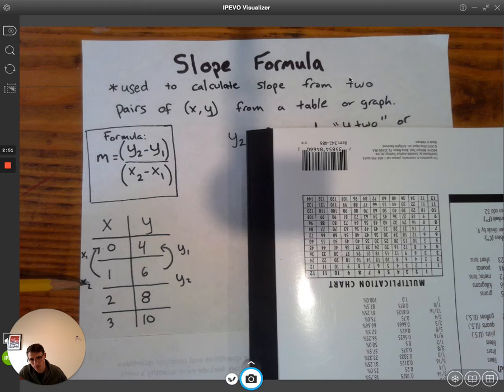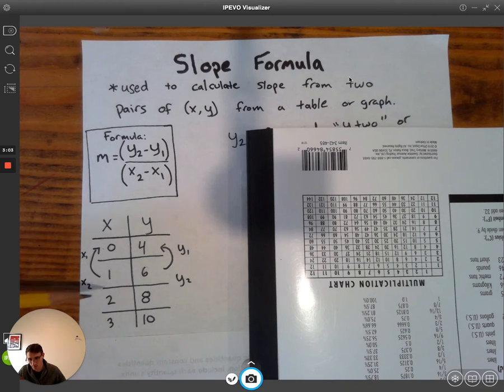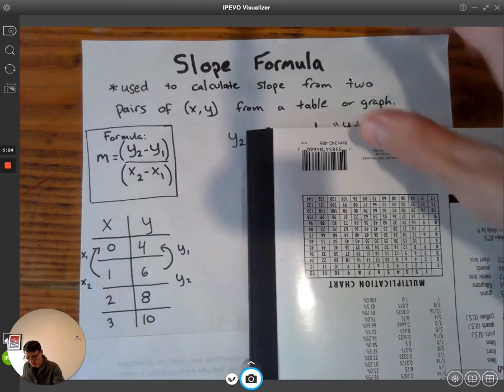The hardest part about this formula is deciding which numbers go in which position. So it's really important you understand how to set this up. So if you're looking at a data table, I chose 1 and 6 and 0 and 4. So I'm calling this x2, y2 and calling this x1, y1. And these arrows basically mean I'm subtracting these numbers from this number. This minus this.